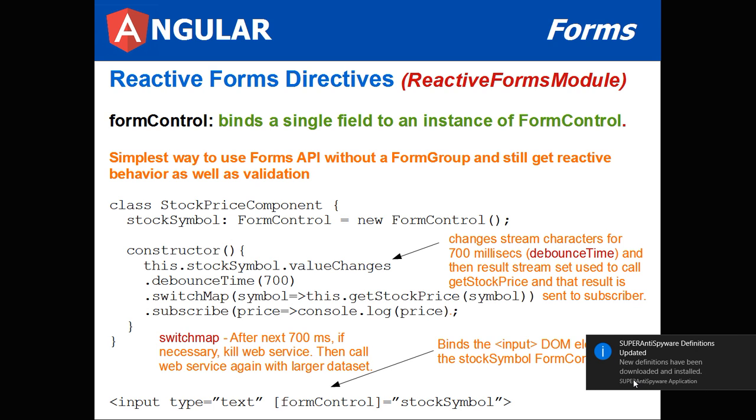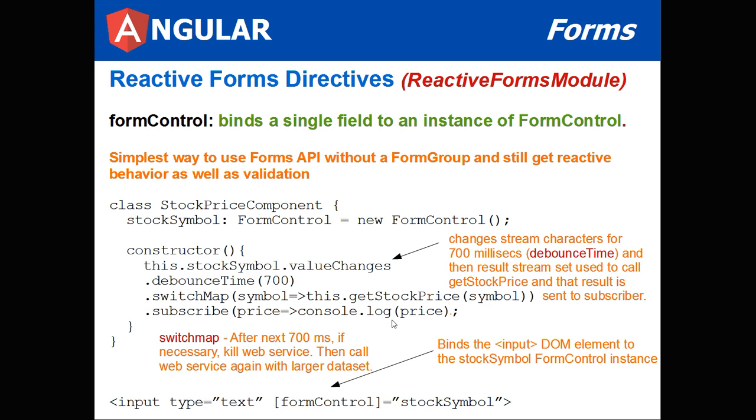The subscribe starts the whole process, but what you'll see is, as you're typing, the console is logging the price of the symbols, which are these chunks of characters that are growing as the user's typing.